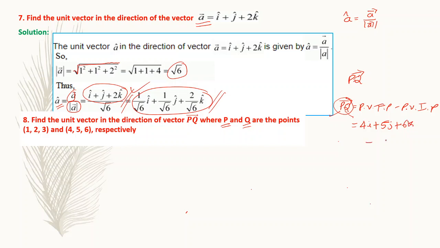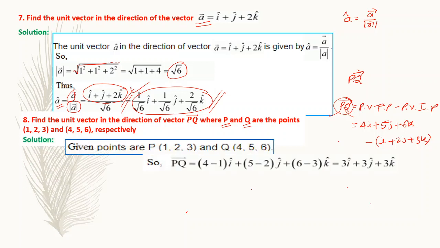Terminal point minus initial point: (4 minus 1)i plus (5 minus 2)j plus (6 minus 3)k. This is the way you get the vector P2. So first, before you find the unit vector, you need to find the vector P2, because in the previous problem they gave the position vector directly, but here they have given the points. So you find the vector by using terminal point minus initial point. I finally got vector P2 equal to 3i plus 3j plus 3k.